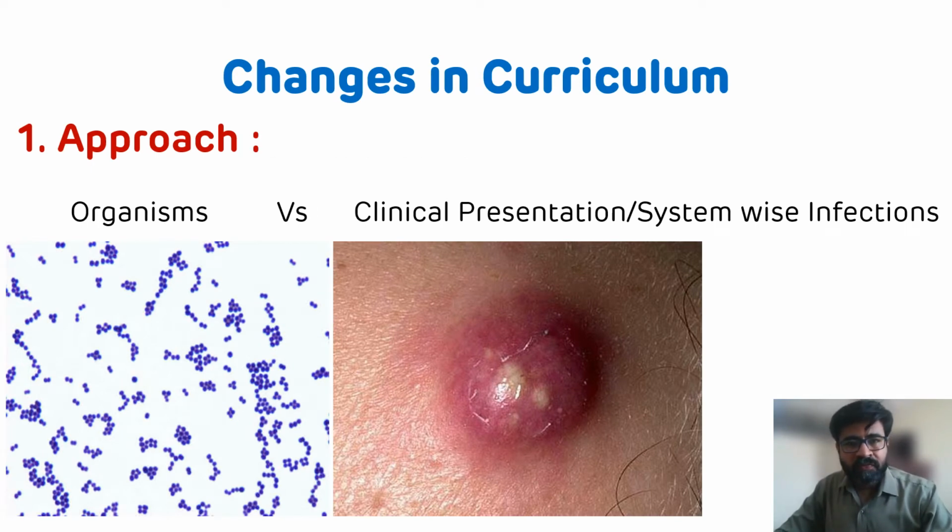So the first change is the approach in the curriculum. Initially, microbiology was being taught organism wise, right? On the left side, you can see the organism, that is gram-positive cocci. Now in CBME, these infections caused by various microorganisms are now being categorized and classified as clinical presentation or syndrome, system-wise infections. And in each system, the relevant microorganisms are being discussed.